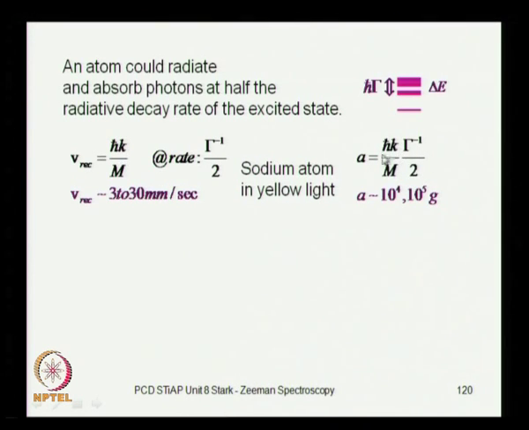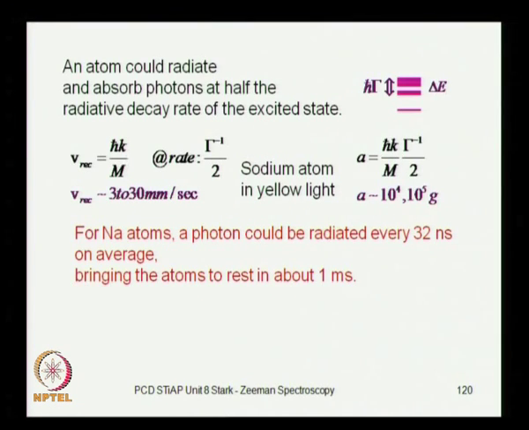So, you can estimate how long it will take, because if you plug in these numbers for the sodium atom, for example, if you consider its lifetime and mass and so on, the resulting accelerations are as large as 10 to the 4 or 10 to the 5 times the acceleration due to gravity. So, the atom goes through very high accelerations because of this, and you can work out these numbers. If you have the sodium atom, a photon can be radiated at about every 30, 32 nanoseconds on an average, and the atom can be brought to rest in about a millisecond.